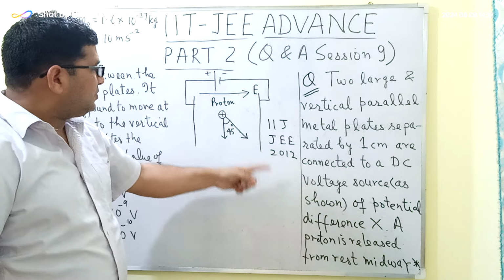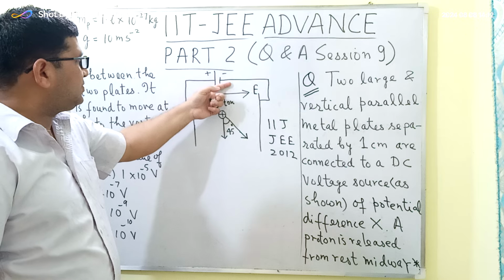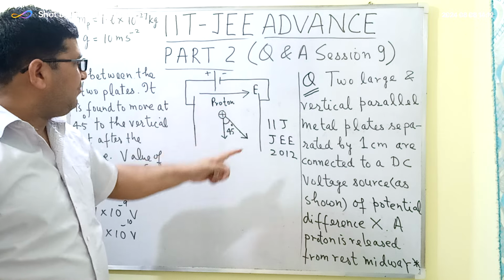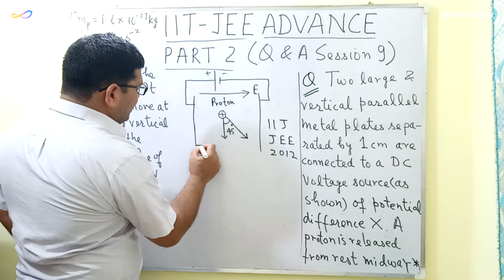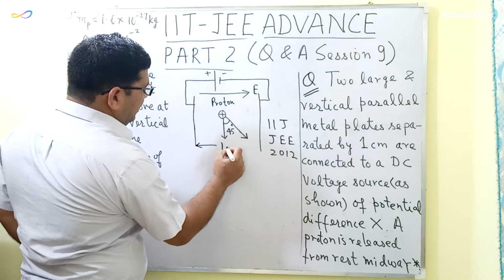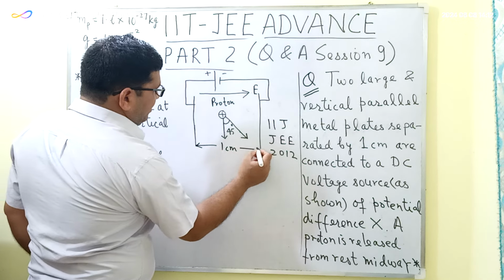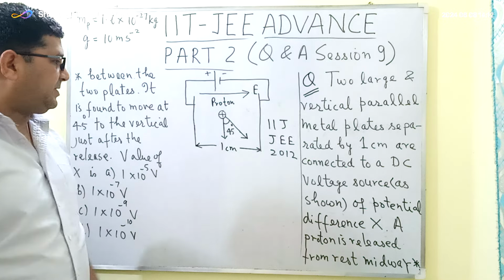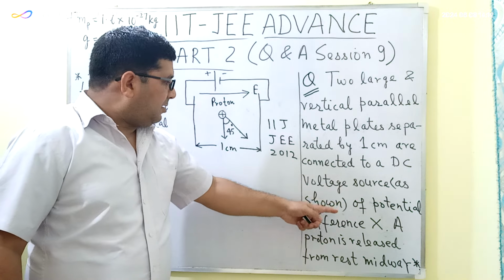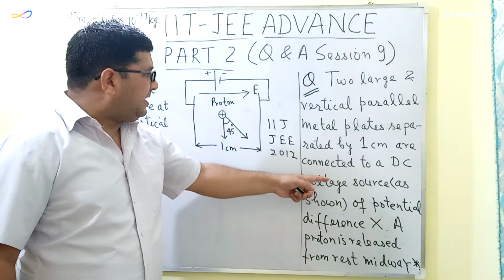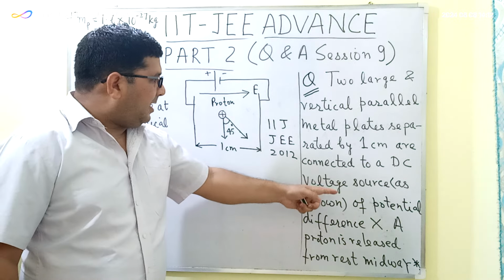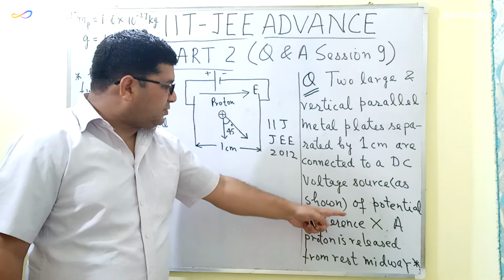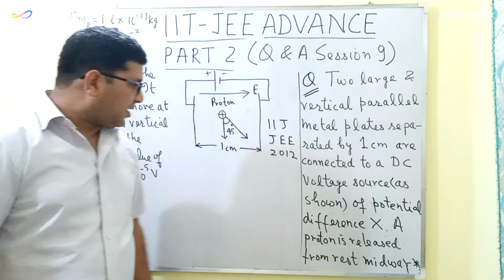DC voltage source. So this is the figure which was provided with this question. This is the DC source, and these are the two metal plates which are separated by a distance of 1 centimeter. So this is the separation between the two vertical plates, and they are connected to a DC voltage source of potential difference X.